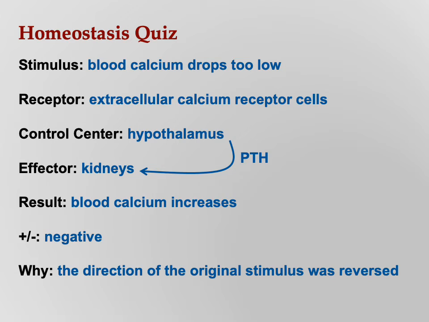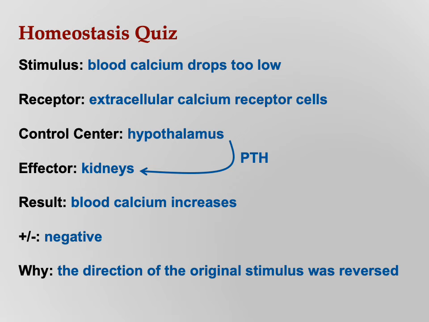So the stimulus was the blood calcium dropping too low. That was the change that caused the homeostatic feedback loop to start into action. Who was able to tell that the calcium was too low? It was those extracellular calcium receptor cells, all right? They detected the change. They had to go a step further then and contact the hypothalamus, who is the control center. The hypothalamus is the one that's actually reading the blood calcium levels and saying either, yeah, these levels are okay, or no, these levels are not okay.